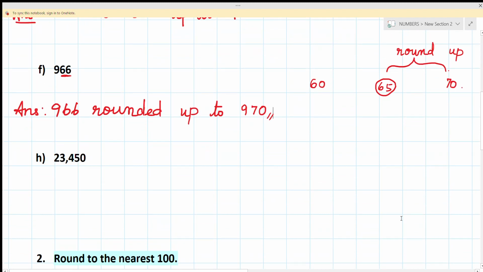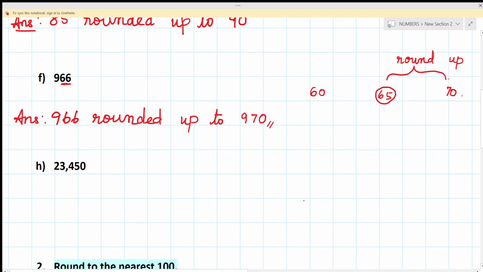Next number is 23,450. As I told you, we need to take only the last two digits, that is 50. Here it is given exactly in the multiples of tens. 50 is a multiple of 10. So we need not change this to the nearest 10. Already it is given in terms of tens. So 23,450 is the answer. We need not change this.